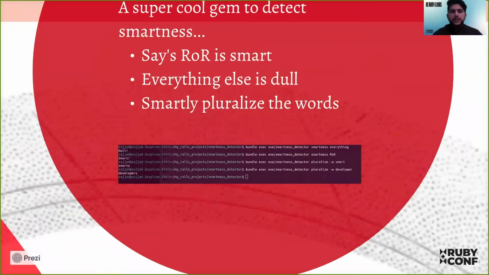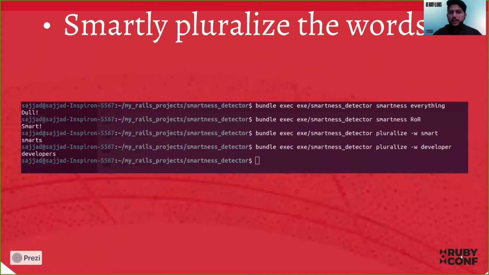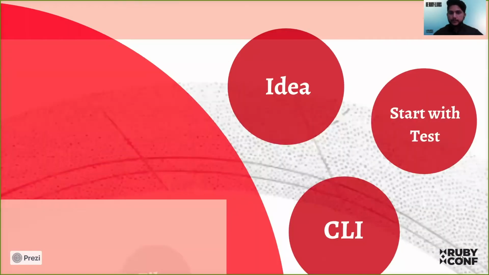At the end of this session, our gem will behave something like this. We will pass everything to the smartness detector, and it will return dull. And if we pass Ruby on Rails, it will say smart. And if we pass a word to the pluralize section of this gem, it will pluralize the word.